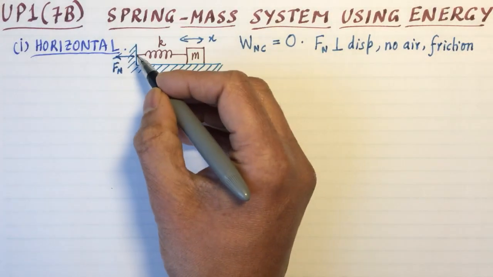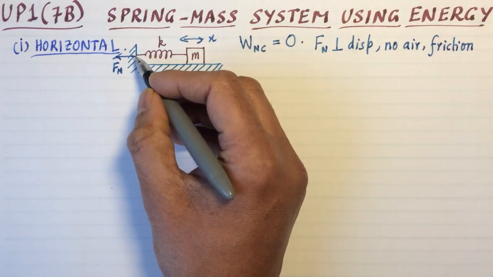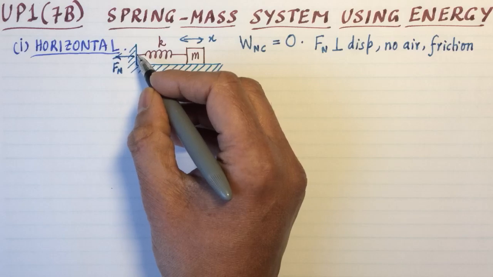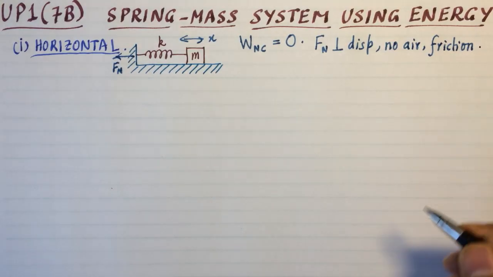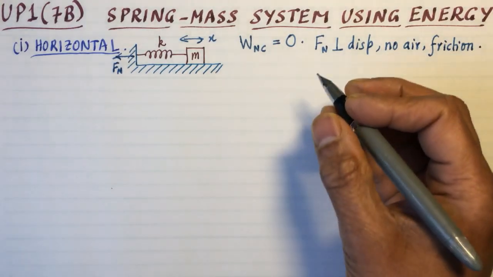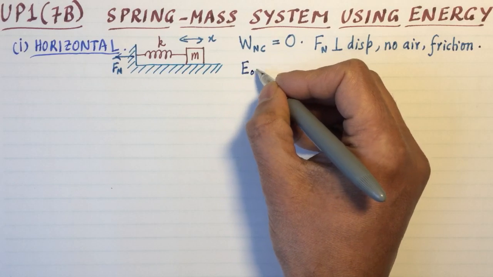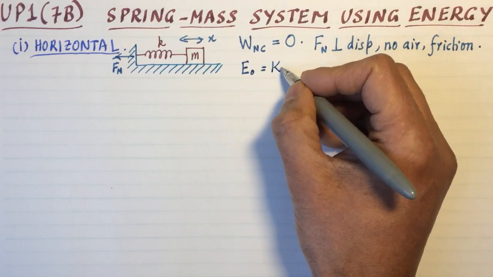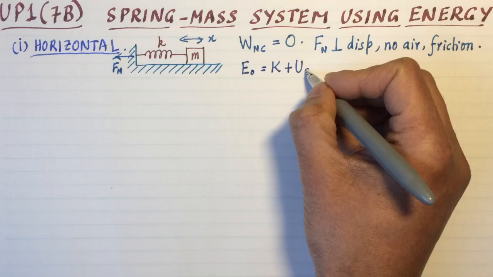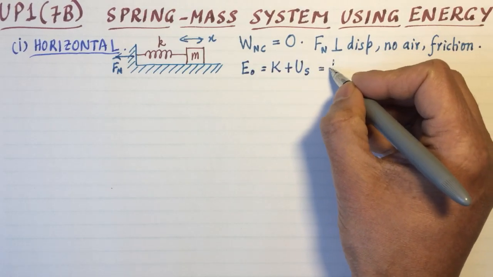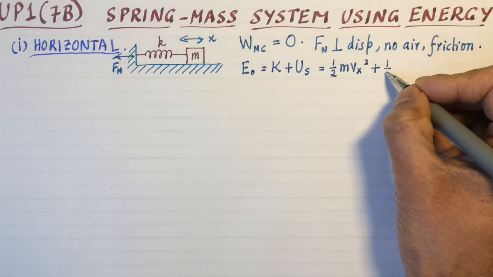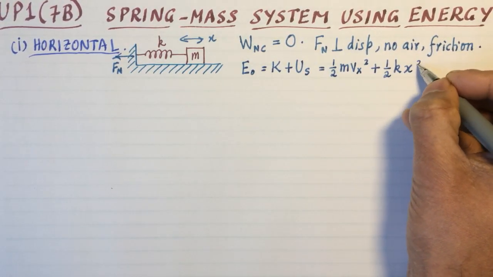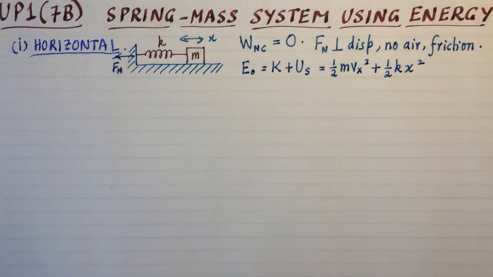Well, that normal force we're going to assume acts over no distance. In other words, the spring is not pushing in or out of the wall. So for those reasons, the non-conservative work is zero. So total energy is in fact conserved. The total energy is the sum of the kinetic and the potential. The kinetic energy is 1/2 m v_x squared and the potential is 1/2 k x squared. So that's the total energy of the spring mass system.